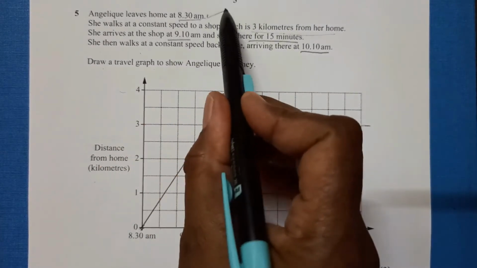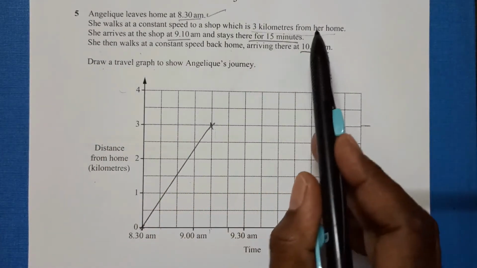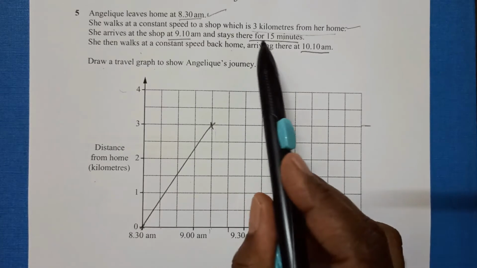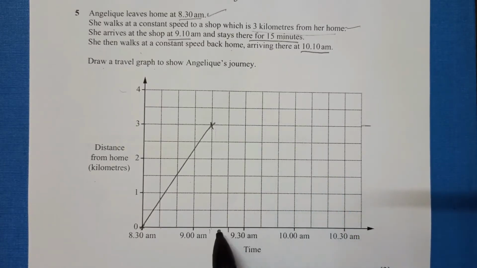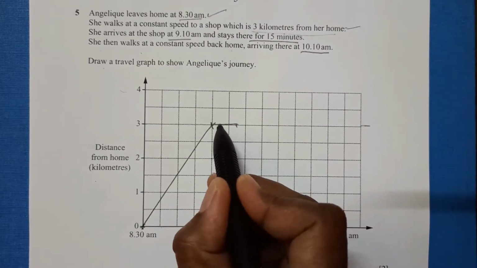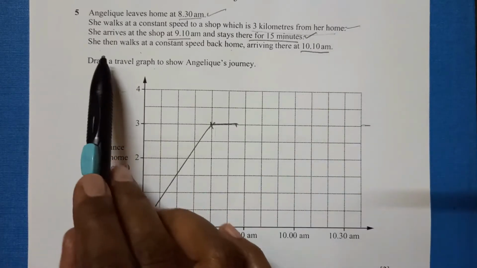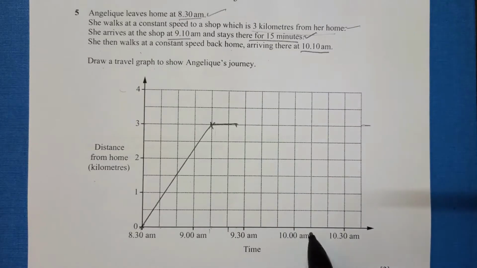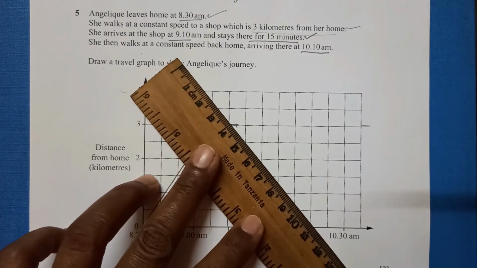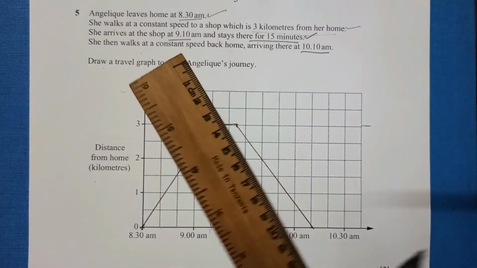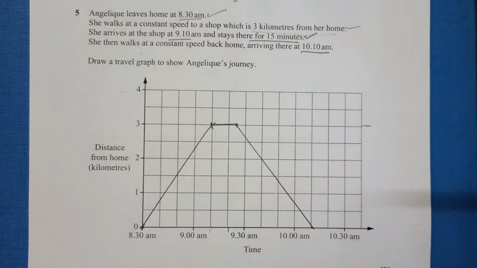Then we are done with this. She walks at constant speed 3 kilometers. She arrives at the shop at 9:10, and stays there for 15 minutes. So for 15 minutes there is no movement. So 10 minutes here, half of this, so it goes up to here. So 15 minutes is stationary here, done. Then she walks at constant speed back home, arriving there at 10:10. 10:10 is this one. So then we have this line here, back home from the shop. So this is the graph of this.